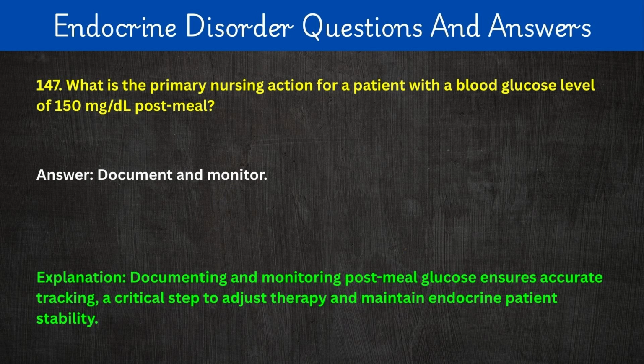147. What is the primary nursing action for a patient with a blood glucose level of 150 milligrams per deciliter postmeal? Answer: document and monitor. Explanation: documenting and monitoring post-meal glucose ensures accurate tracking, a critical step to adjust therapy and maintain endocrine patient stability.